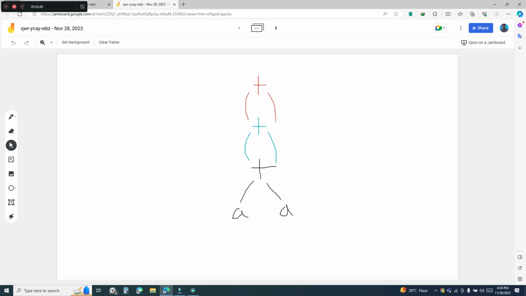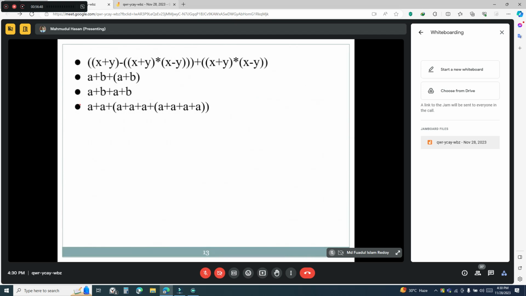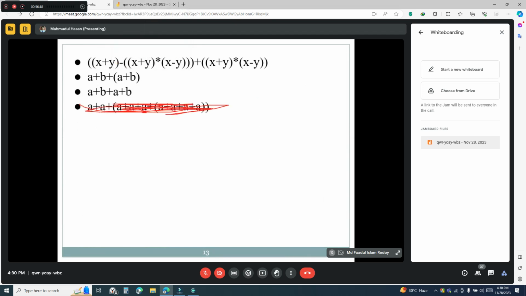Okay, so there are also some practices. Please skip this one and take a snap of this one. This is your practice, this one and this one.